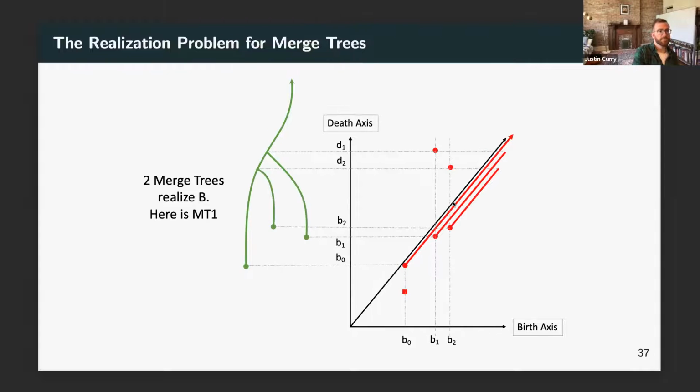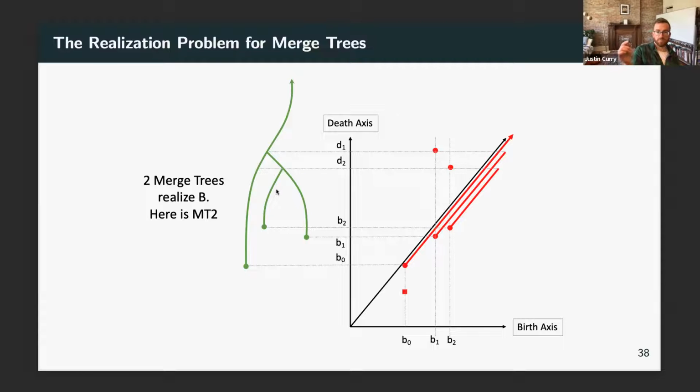So let me add another point. Here, I now actually have 2 different merge trees, which give me the same barcode. So this is one, and here's the other. And you'll see that all I did is I changed which branch I attached to. And these actually are non-isomorphic merge trees.